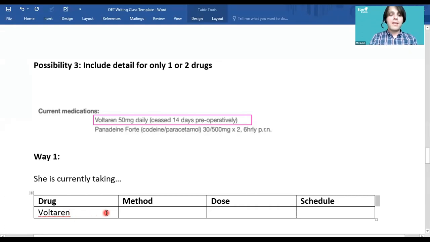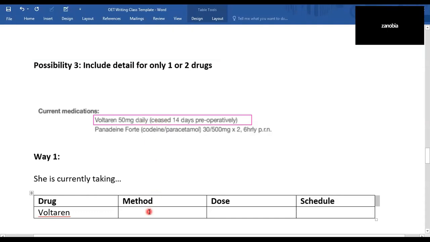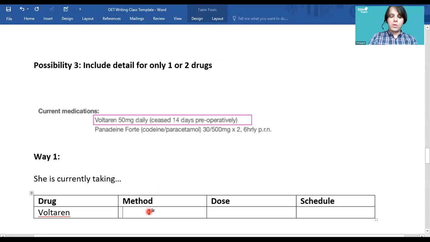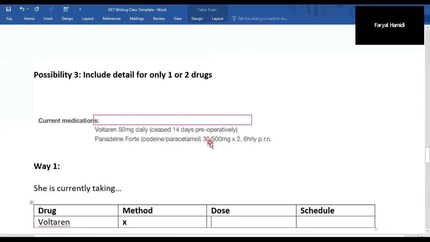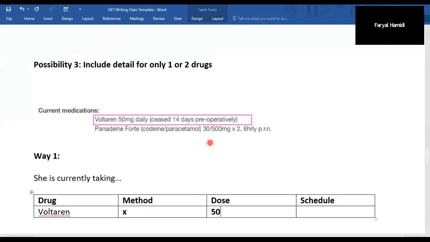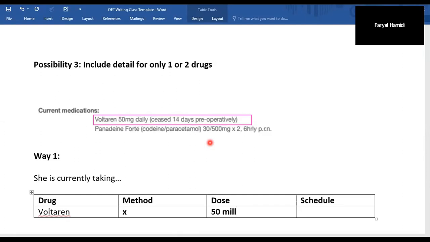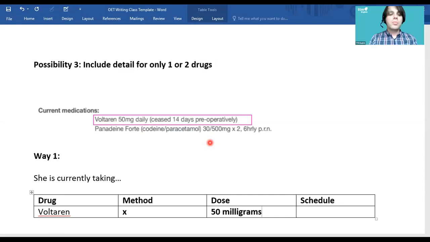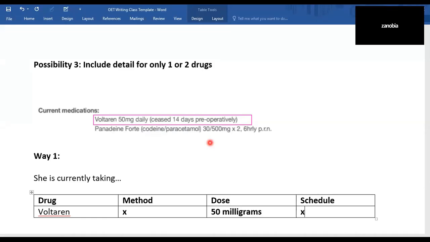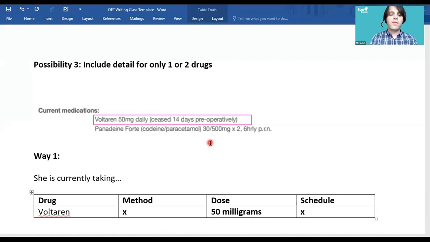Then I'm going to say the method. Does it tell us the method here? This is how they are taking it. It's like orally. Okay. Orally. We don't need it. Nothing. So then I'm going to say what? 50 milligram. And we can write the full word, can't we? How do we spell it? M-I-L-L-I-G-R-A-M. It's not that hard, is it? Okay. And then I'm going to put the schedule. Is there any schedule? No. Right? No.